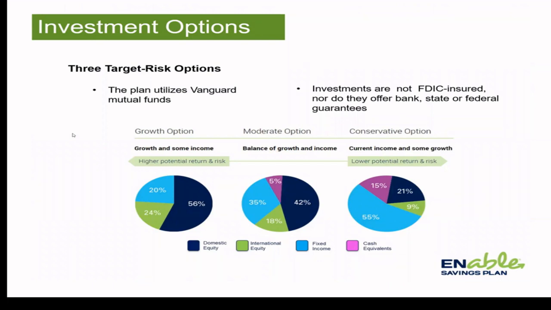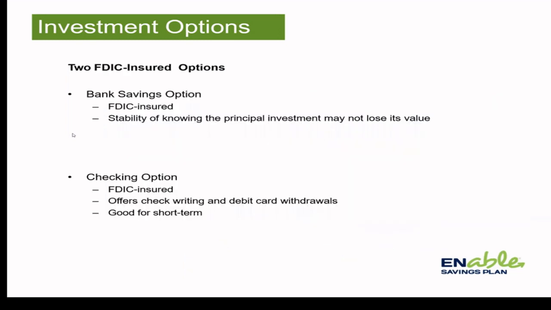There's a few different investment options. So we have the 3 target risk options. Now, these are not FDIC insured. These, you can earn money on these, but you can also lose money. So these would be our different investment options. There's a conservative, a moderate, and a growth option. We do suggest that you speak with whoever helps you with your finances to make decisions on which option you would choose. This obviously is more of kind of a long-term option. People are trying to save money for a long-term goal. We also have 2 FDIC insured options.